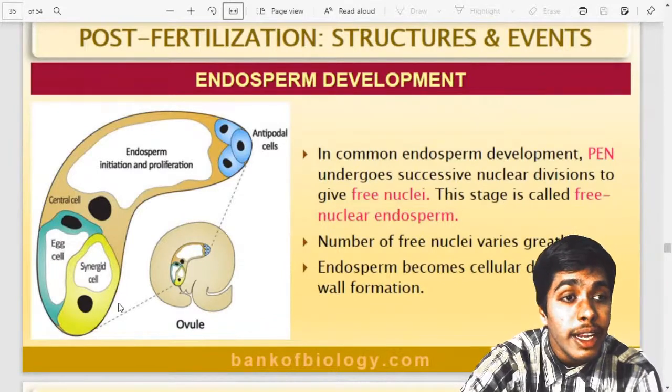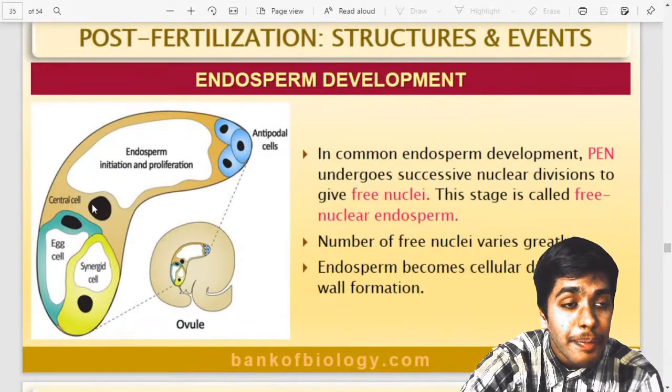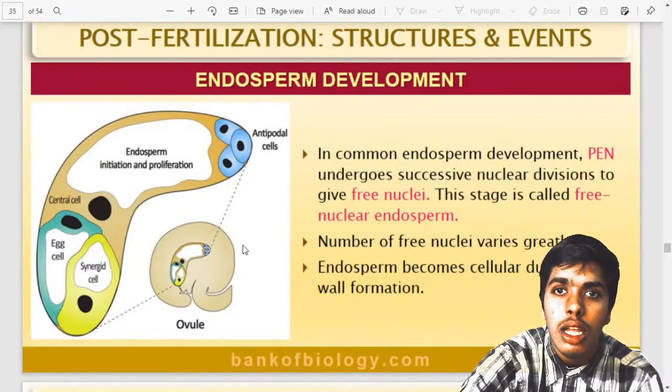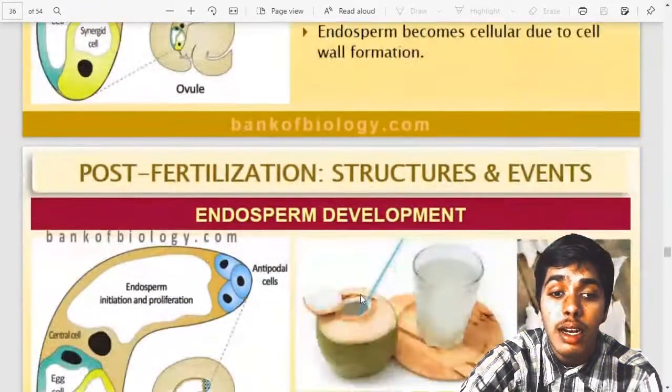Look, these are the free nuclei. This is the central cell. Endosperm becomes cellular due to cell wall formation. Here cells will form, and that is called cellular formation.